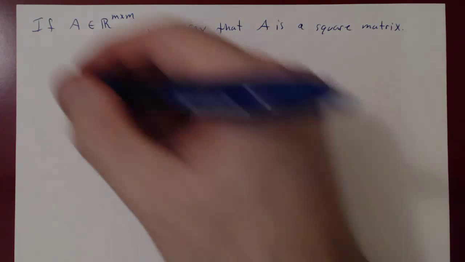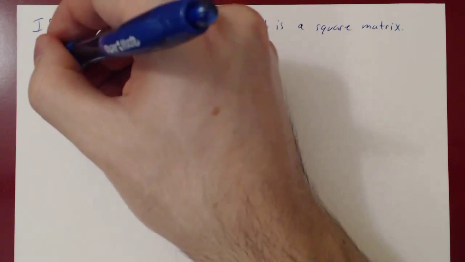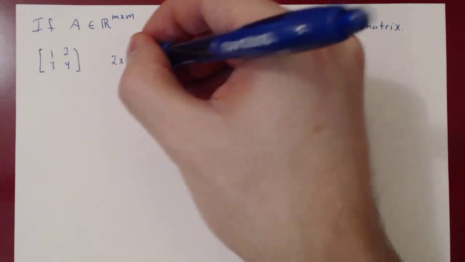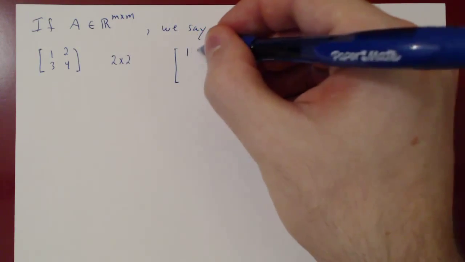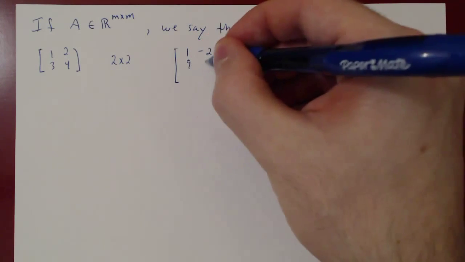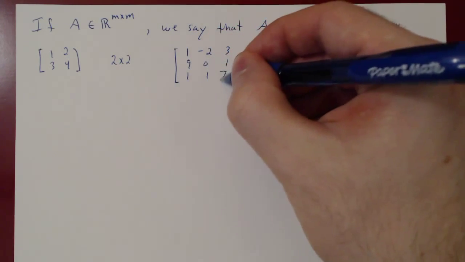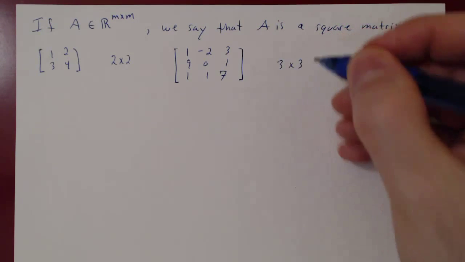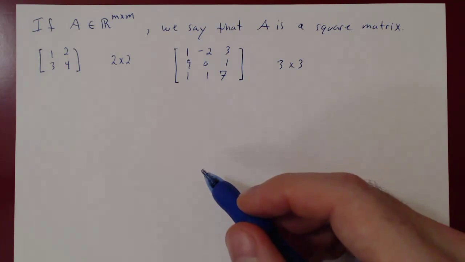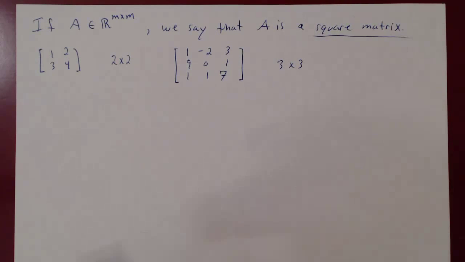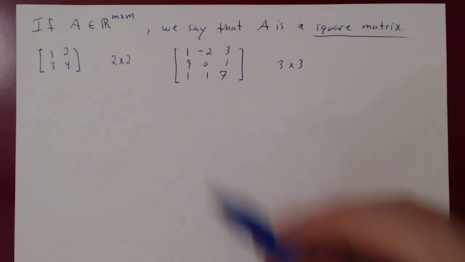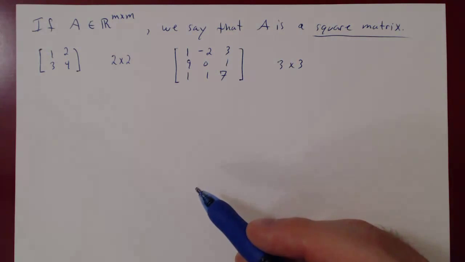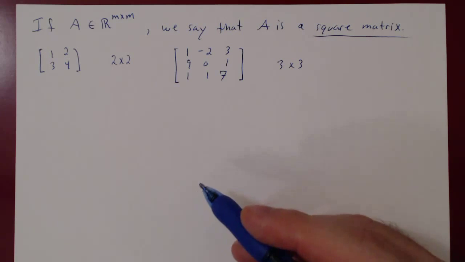And that's it. So for example, this matrix 1, 2, 3, 4 is a 2 by 2 square matrix. This matrix 1, negative 2, 3, 9, 0, 1, 1, 1, 7 is a 3 by 3 square matrix. 3 rows, 3 columns, and so on. So it's a pretty obvious definition, right? The matrix is called a square matrix if it is a square, if the number of rows matches the number of columns. Let's look at a few more definitions.